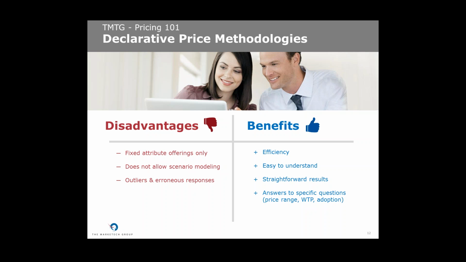And then there's the challenge of outliers and erroneous responses. If you simply ask people what would you be willing to pay, or a better way to word that would be, how much would you expect to budget for this? Or, regardless of whether you're willing to buy this or not, what would be a fair price? So that is a better way to word these questions.